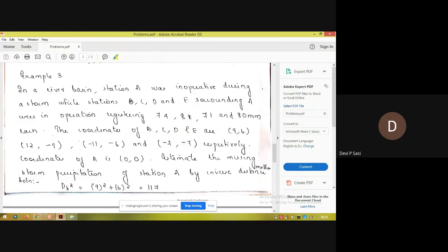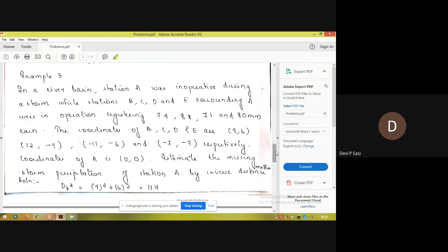So we can say the precipitation at B, PB, is equal to 74 mm. Precipitation at C, PC, is equal to 88 mm. Precipitation at D, PD, is equal to 71 mm, and precipitation at E, PE, is equal to 80 mm.